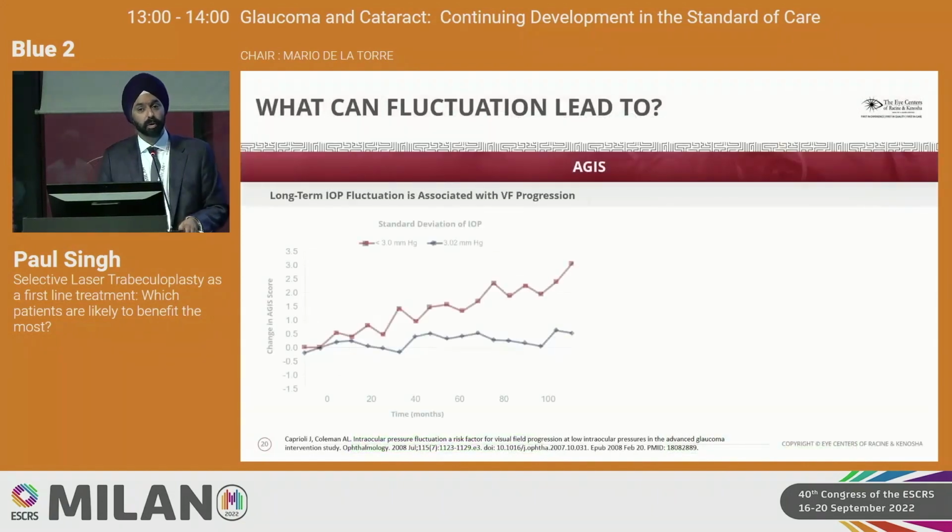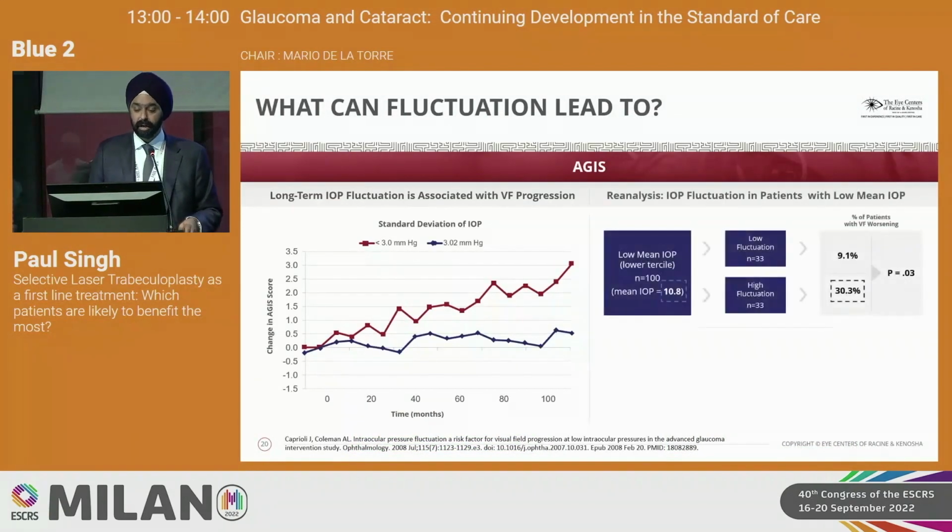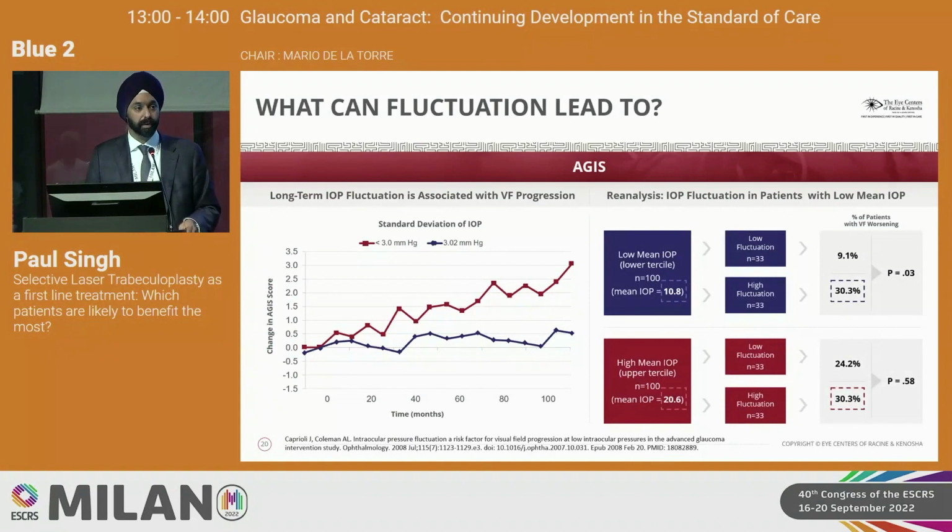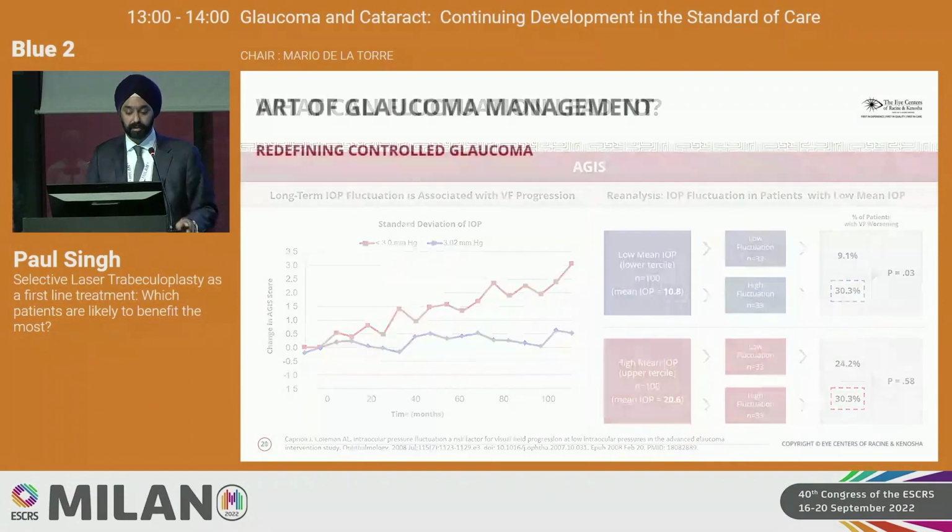But why is it so important to manage compliance? Well, we do know from many data sets out there that the more non-compliant you are, the more risk of fluctuating IOP. And if you have fluctuating IOP, what can that lead to? Potential for progression. If you look at the Advanced Glaucoma Intervention Study and others, we see the more you fluctuate, the more you have a chance of progression of visual fields.